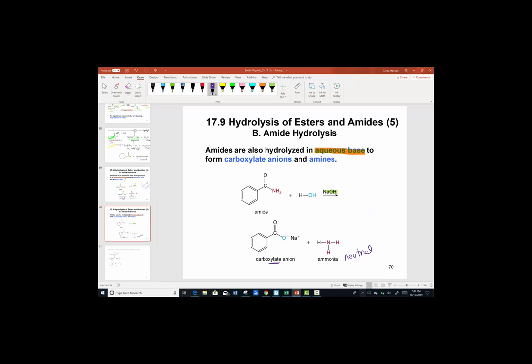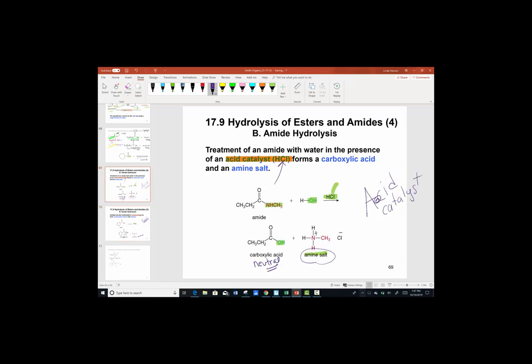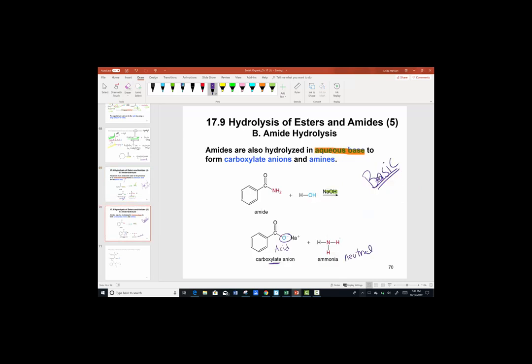But in a basic catalyzed solution, the charged ion is on the acid. So the acid is charged as the O negative anion, and the neutral molecule then becomes the ammonia. In the acid, it makes neutral acid. In the base, it creates a neutral base. Ammonia is the base here.